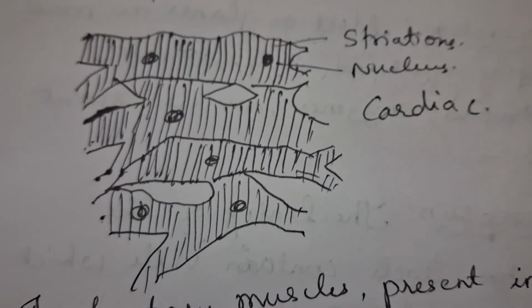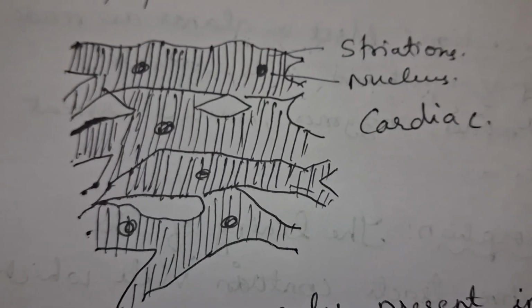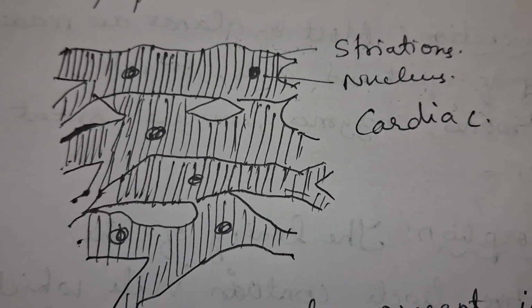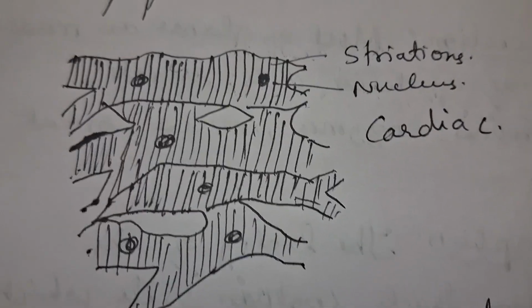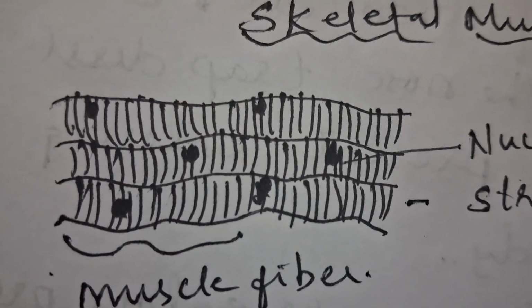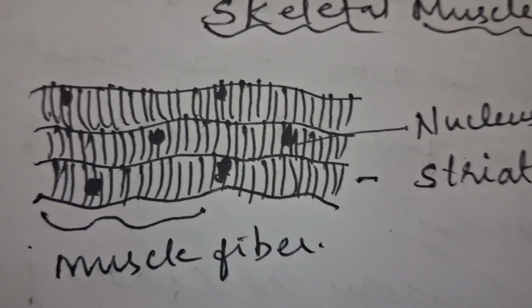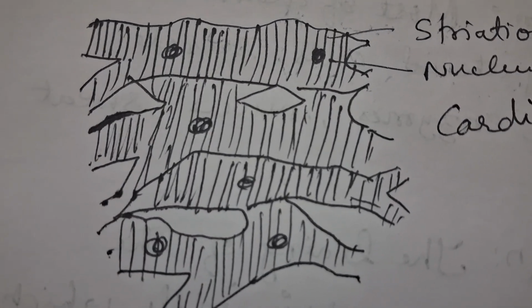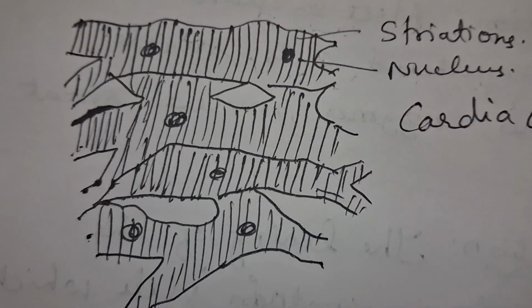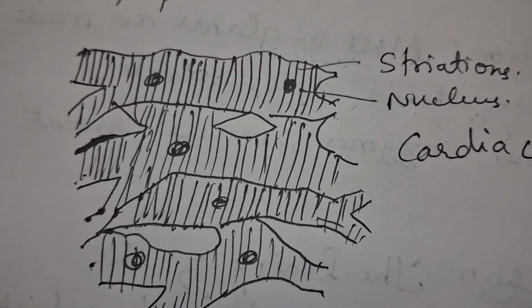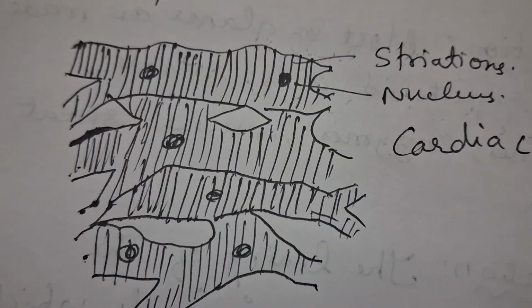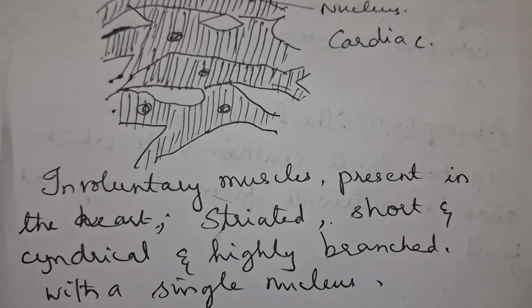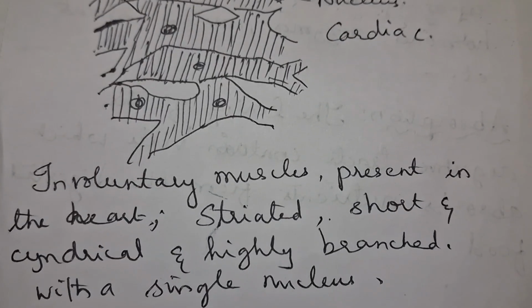This is cardiac muscle. These are branched. Here also you find striation. The nucleus is there, but it is branched, whereas skeletal muscles are not branched, they are multinucleated. Cardiac muscle is quite similar, but cardiac muscles are branched and they are not under our control. The heart is made up of this cardiac muscle. It is an involuntary muscle present in the heart, striated, short and cylindrical, and highly branched with a single nucleus.